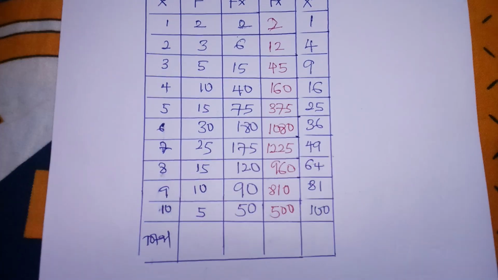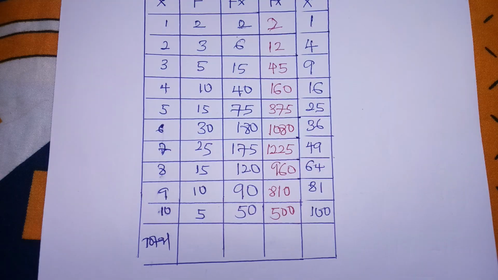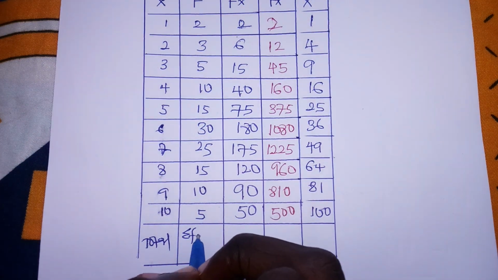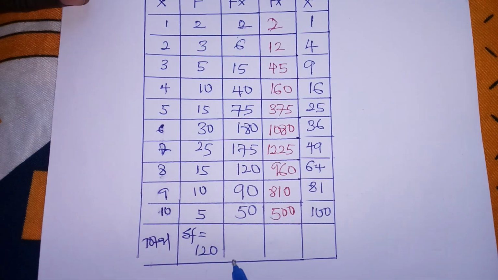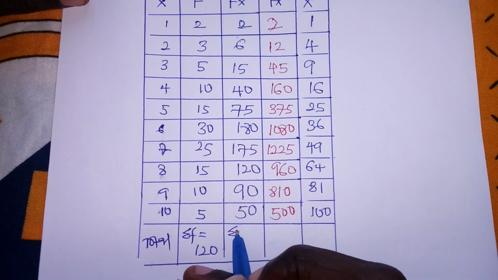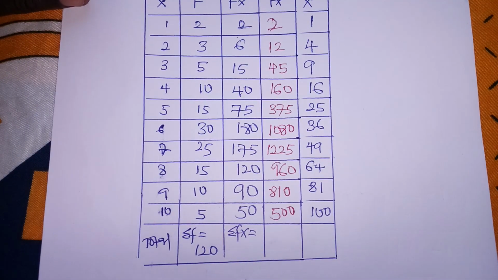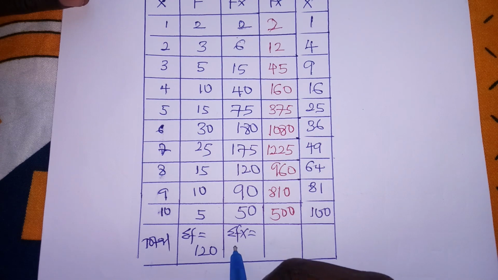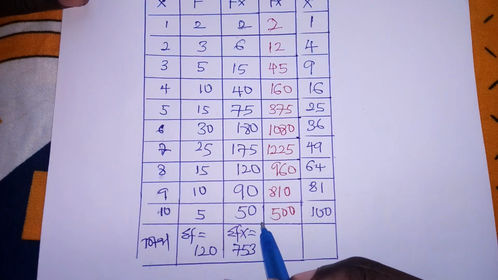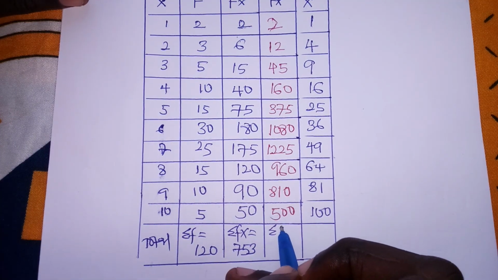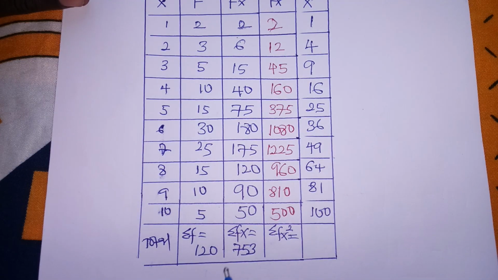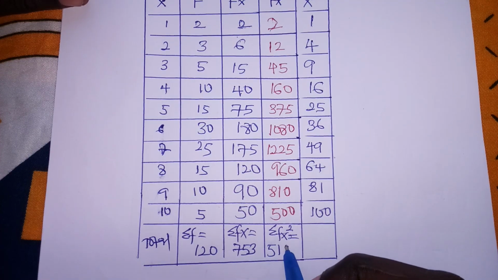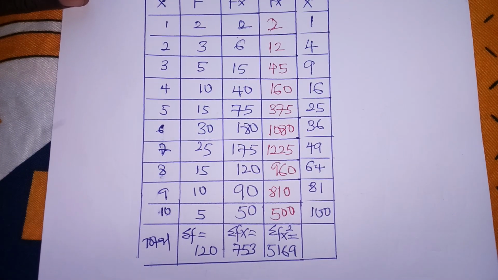Then the next step, in this case, we are going to add. Let's add the frequency. This is sigma f. Adding this one, we are going to have 120. Then let's add also this is sigma fx. If you add this column, you are going to have 753. Let us add also this column, we call it sigma fx square. Now this becomes 5169.